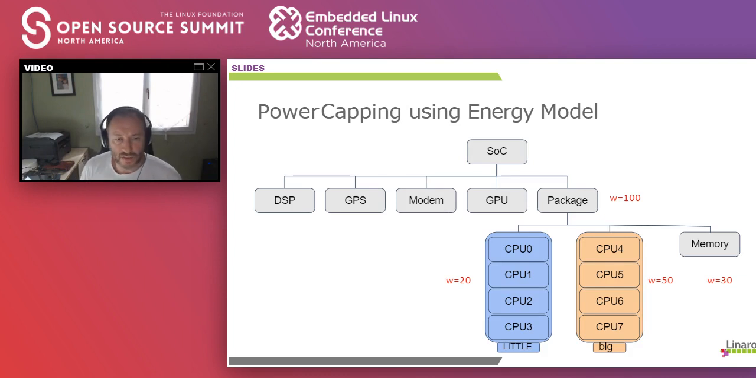So here we have a figure that shows a typical SoC where we have DSP. So these are different sources of heating on the system. We have the SoC, DSP, GPS, modem, GPU, and package. The idea is when we create this hierarchy, the sum of the different numbers we have at the same level is equal to the number of the parent, the same as the sum of the children. So the W numbers here are an example. It's just to give an example that when we sum the children of package, it's 100. So the number for package is 100.